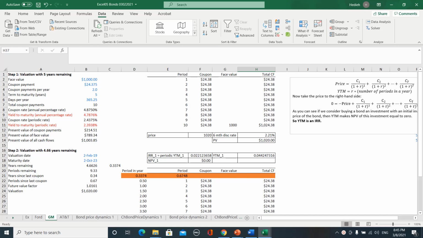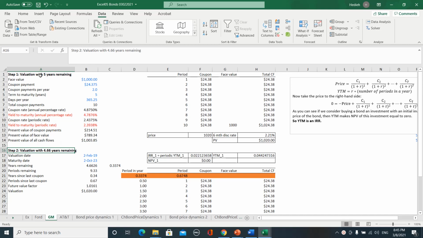Hi, in this video I want to explain how you can find yield to maturity of a bond in two different cases. In the first case, you have an integer number of periods till the maturity of the bond. And in the second case, you have a non-integer number of periods till the maturity of the bond. So let's start from the case that is easier.